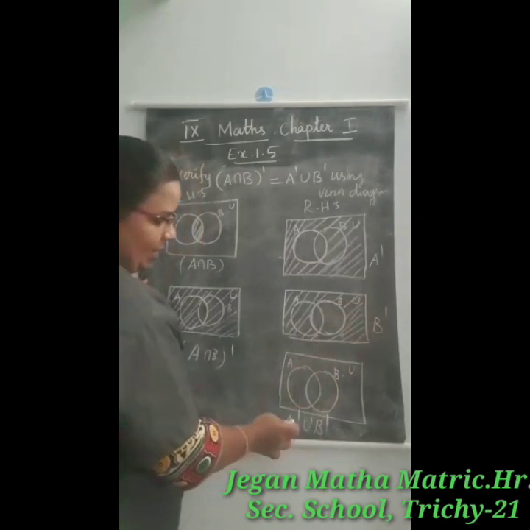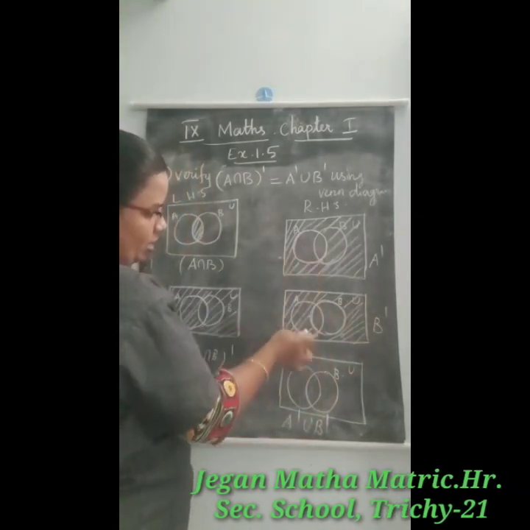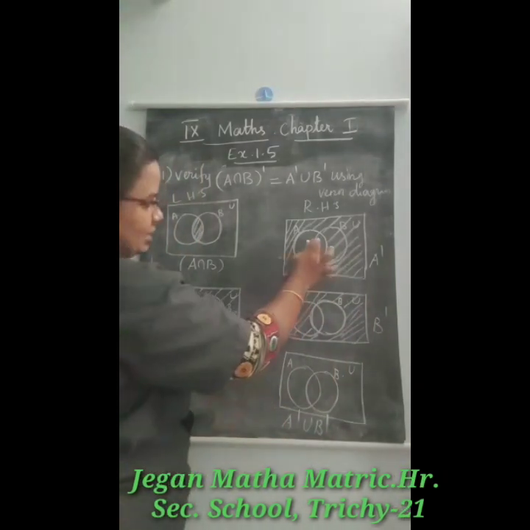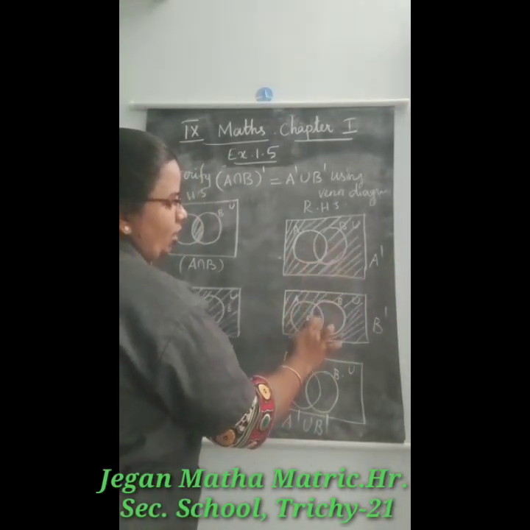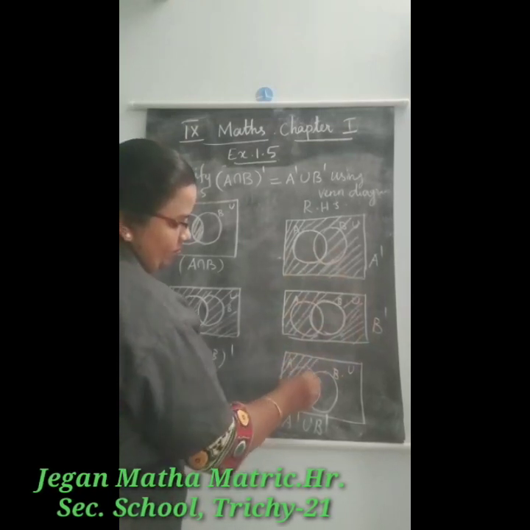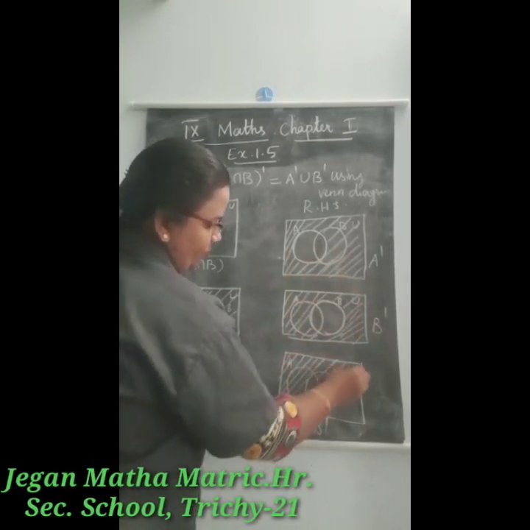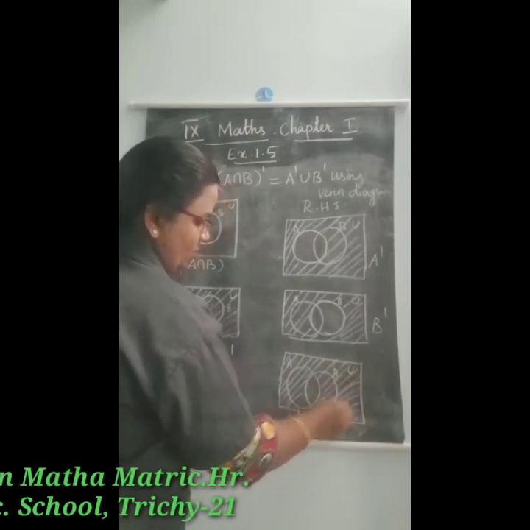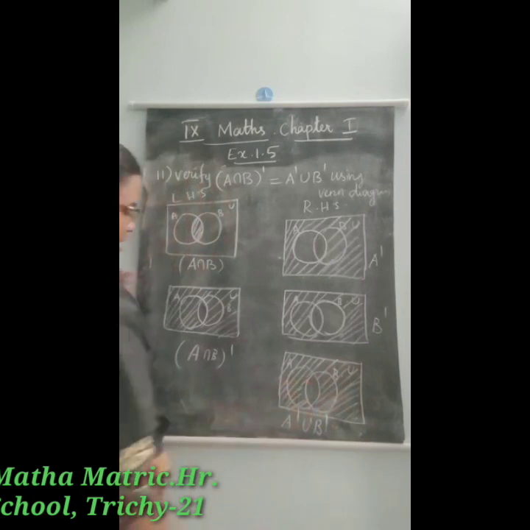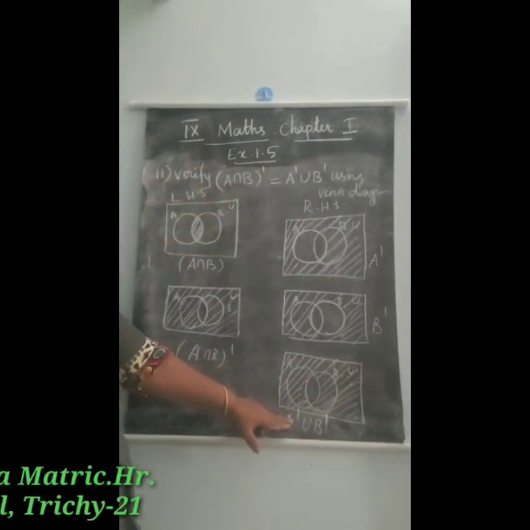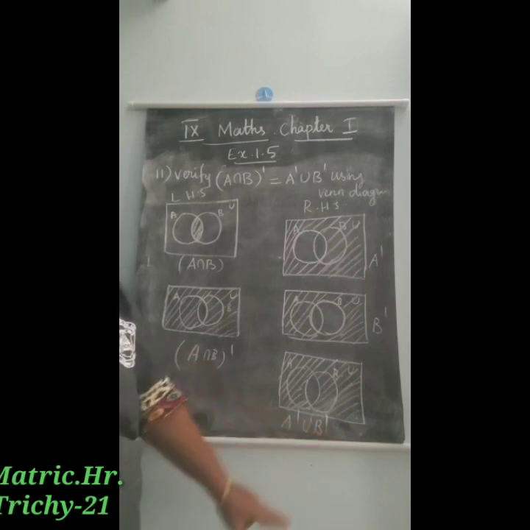Next one, A dash union B dash. You have to draw these two combined together. So what is the portion? Except this common term, all the remaining parts you have to shade. Therefore, A intersection B the whole dash is equal to A dash union B dash.